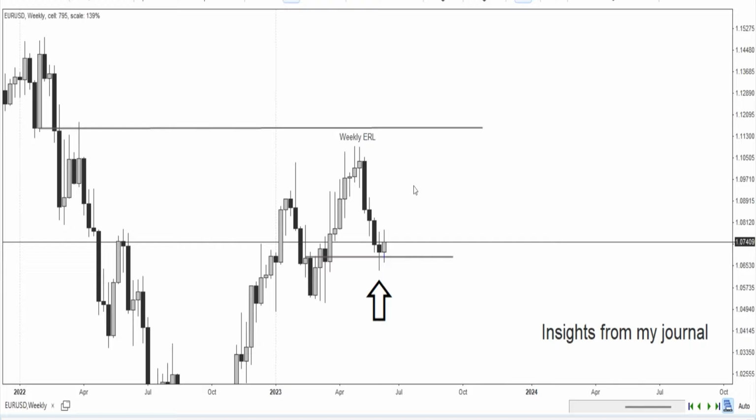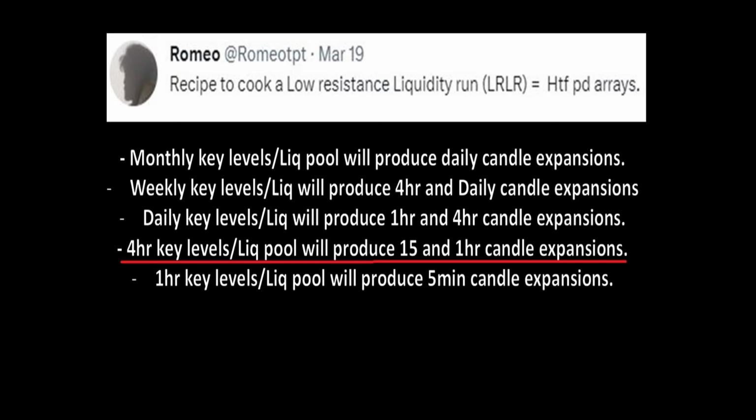Now our overall drawn liquidity on weekly is this bearish OB and this external range liquidity. We can frame a 4-hour market maker buy model to this weekly external range liquidity from a swing standpoint of view. Before I show you guys 4-hour market maker buy model on the weekly OB to the weekly external range liquidity, I'll show a trade I executed using this straightforward logic that a 4-hour key level produces 1 hour and 15-minute candle expansions.